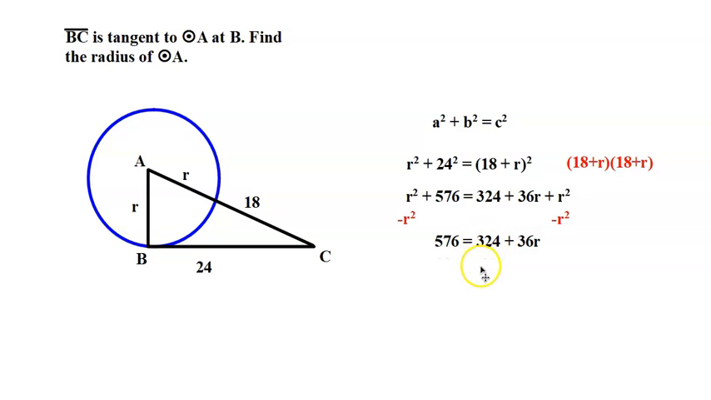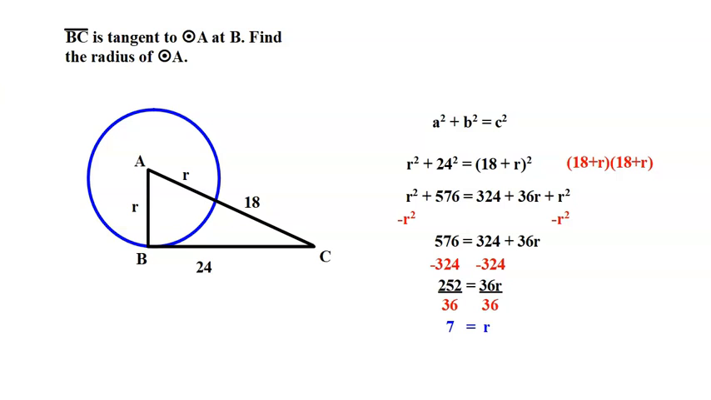So again, we're going to subtract the 324 from both sides so we can get R by itself. Divide by 36, the R stays there. And we end up with R is 7. So we have a radius of 7, all right? Because the tangent is perpendicular to the radius.